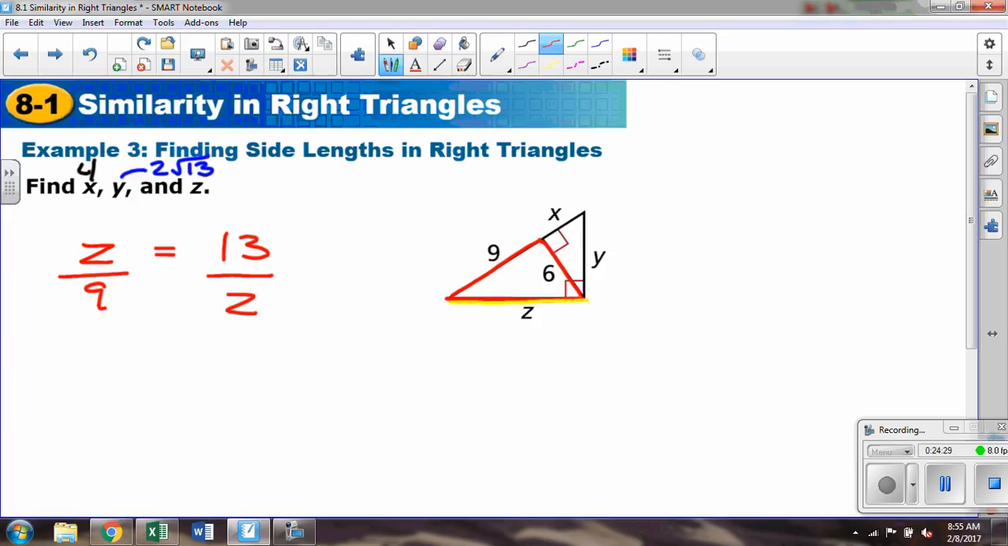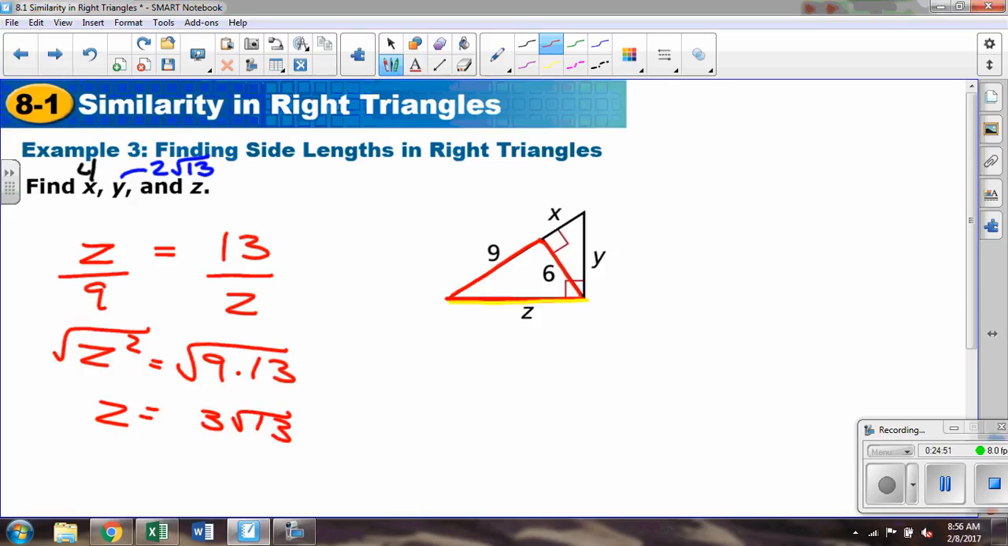Absolutely valid, completely correct way. It's actually the method that I prefer because I saw how quickly I could build the proportion. This just tells me z squared equals 9 times 13. I take that square root. I got my answer right there. The square root of 9 is 3, square root of 13. And I'm done. This is my preferred method.